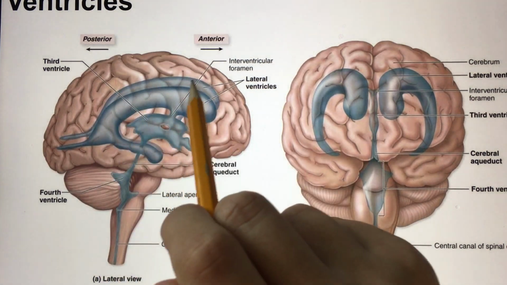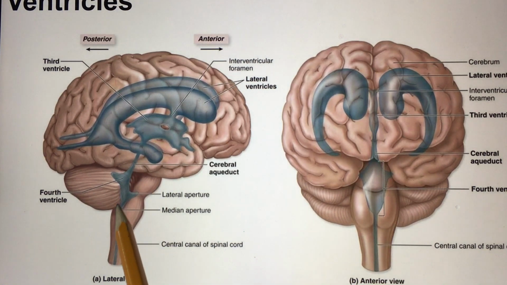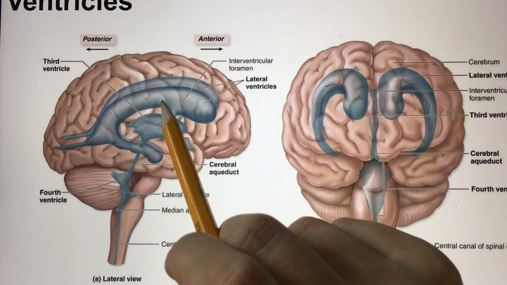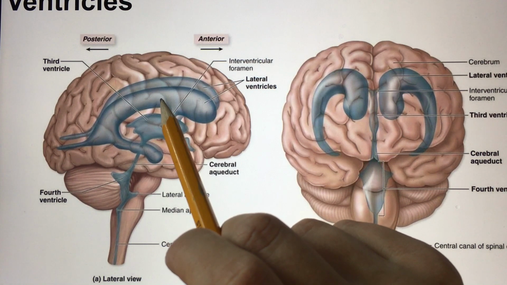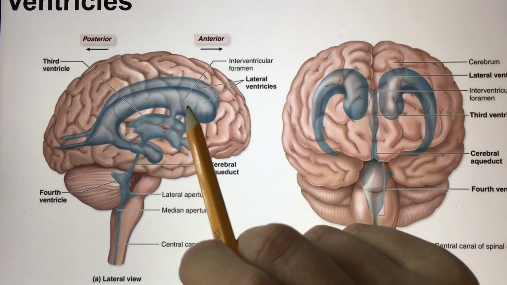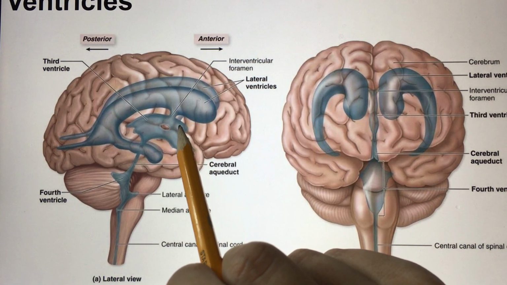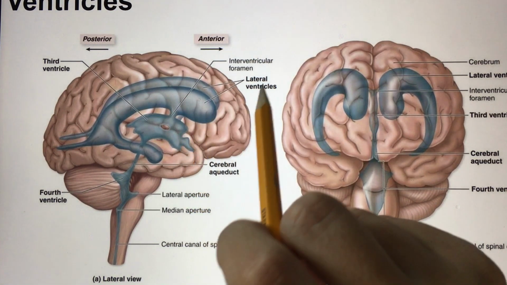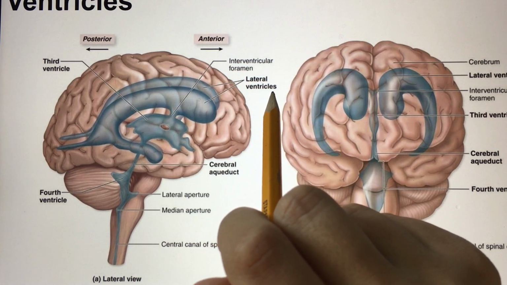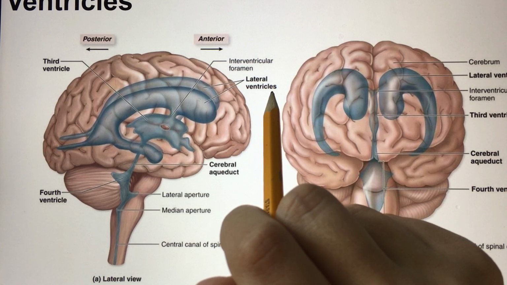And in blue, these are the ventricles inside of the brain. They're projected on the surface because they're actually deep under the surface of the cerebrum. And this is kind of like their 3D view. So let's start reviewing these ventricles. There's actually 4 of them, and we begin with the lateral ventricles. Lateral ventricles are located in each side of the cerebrum.